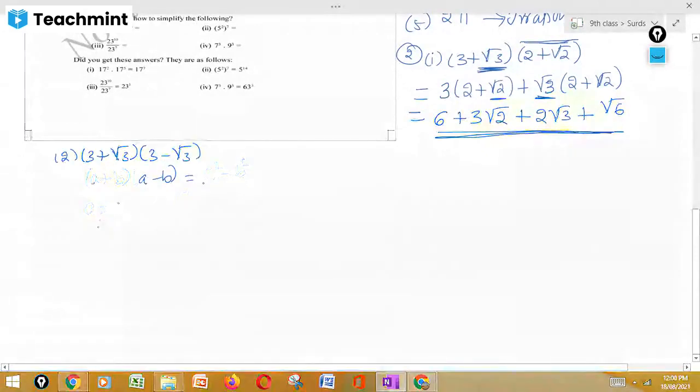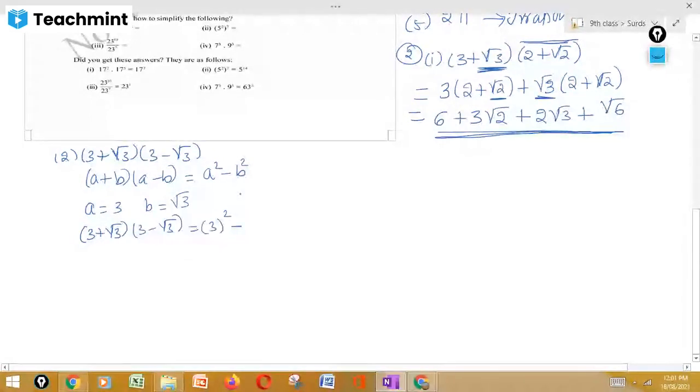Root 3. Now just write 3 square plus minus root 3 into 3 minus root 3 is equal to A square minus B square, where your A is 3. Just write 3 square minus B, which is root 3, root of 3 whole square. 3 square is how much? 9, sir.